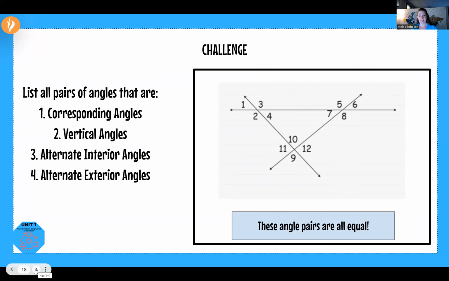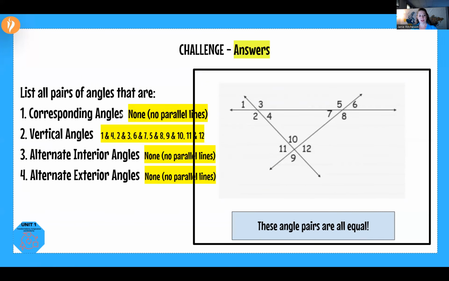So on the next slide, it says there are no corresponding angles because there's no parallel lines. I've listed all the vertical angles and also alternate interior and alternate exterior angles. There are none. There's no pairs because, once again, there are no parallel lines on this slide.